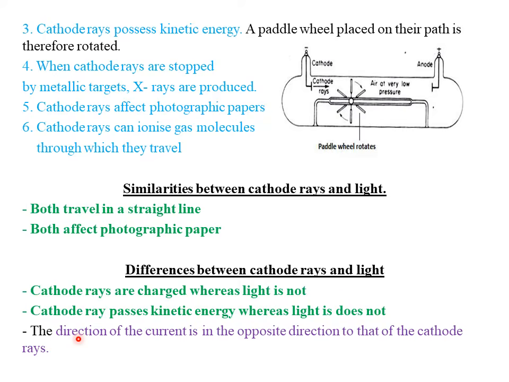Then the last difference is that the direction of the current is in the opposite direction to that of the cathode rays. This is not the case for light rays, because light rays do not have any charge. They are not charged. But in the case of cathode rays, the direction of the current is in the opposite direction to that of the cathode rays, because electrons and current always flow in opposite directions. So if electrons are flowing from the right hand direction towards the left hand direction, the current will flow from the left hand direction towards the right hand direction. So that is simply by convention.